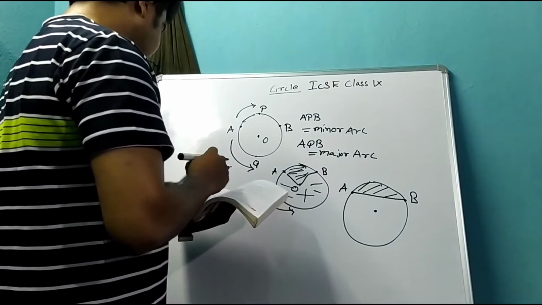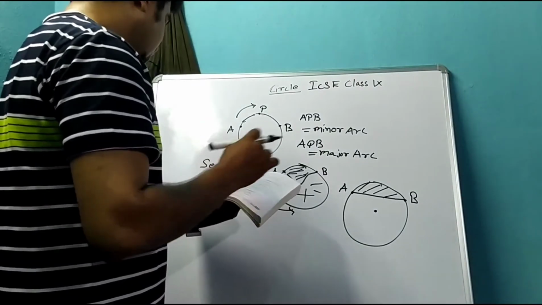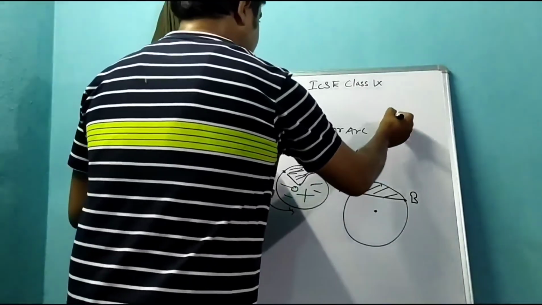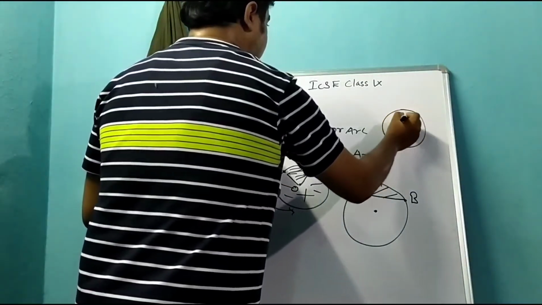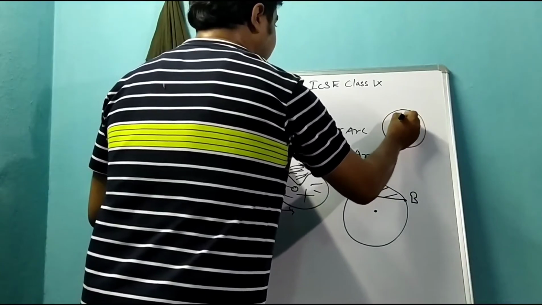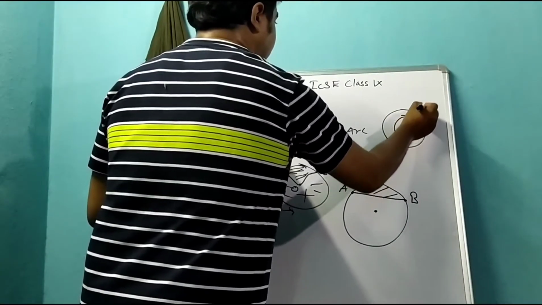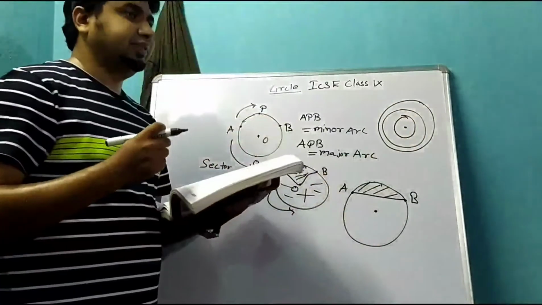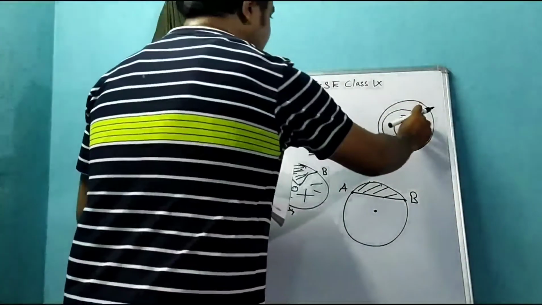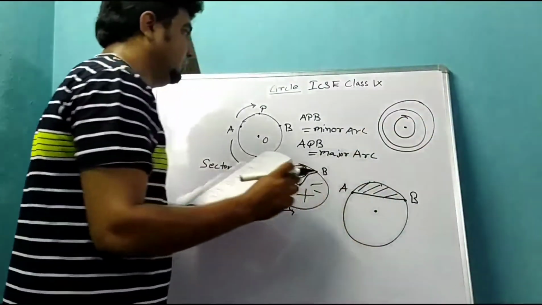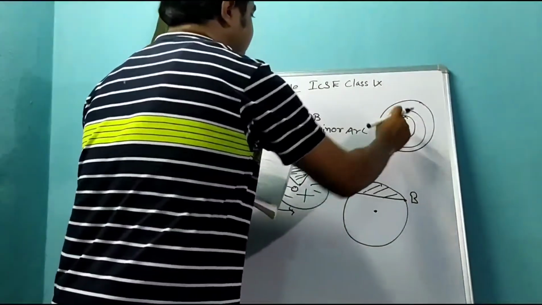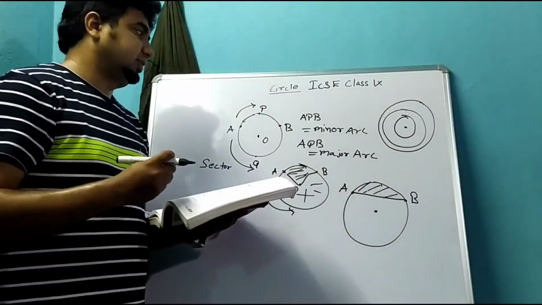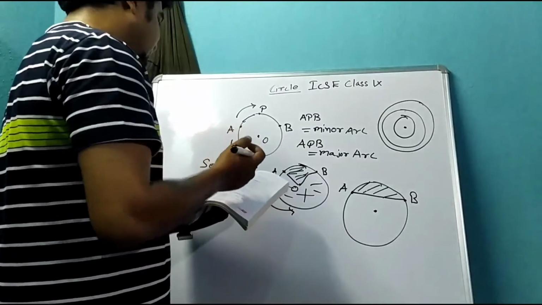The next part we will be discussing is concentric circles. Concentric means the center will be the same. If I am drawing different circles of different radii, the main thing we have to see is that the center will be the same. So this is known as concentric circles. Con means same, same-centered circles.